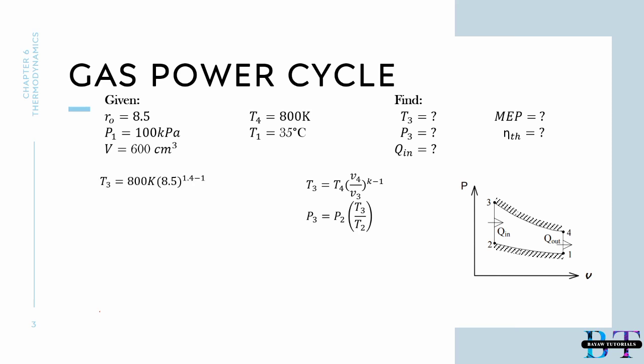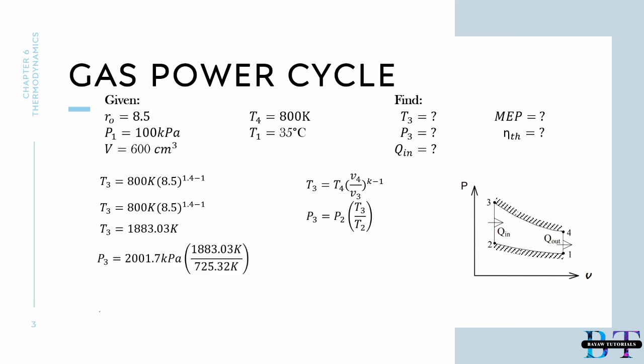T sub 3 will be equal to our T sub 4, or 800 Kelvin, times V sub 4 divided by V sub 3, or our compression ratio also, raised to our specific heat ratio of 1.4 minus 1. And we'll have our value of 1883.03 Kelvin. And that's our highest temperature.